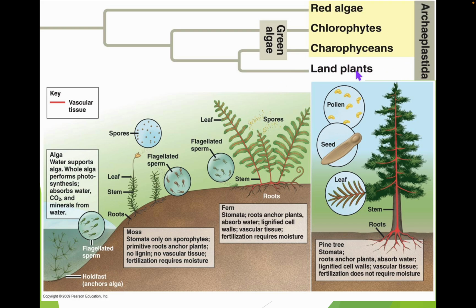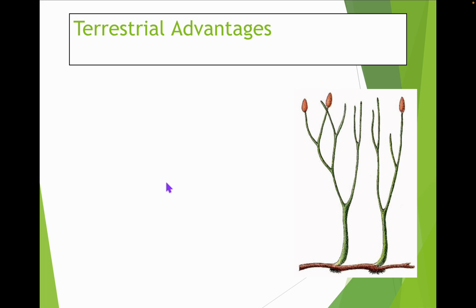So we're looking at algae. They're all in the same supergroup. And then we have land plants that branched off later on. We're going to talk about the importance of this and why it's much more advantageous for plants to be terrestrial. All right, so the terrestrial advantages.